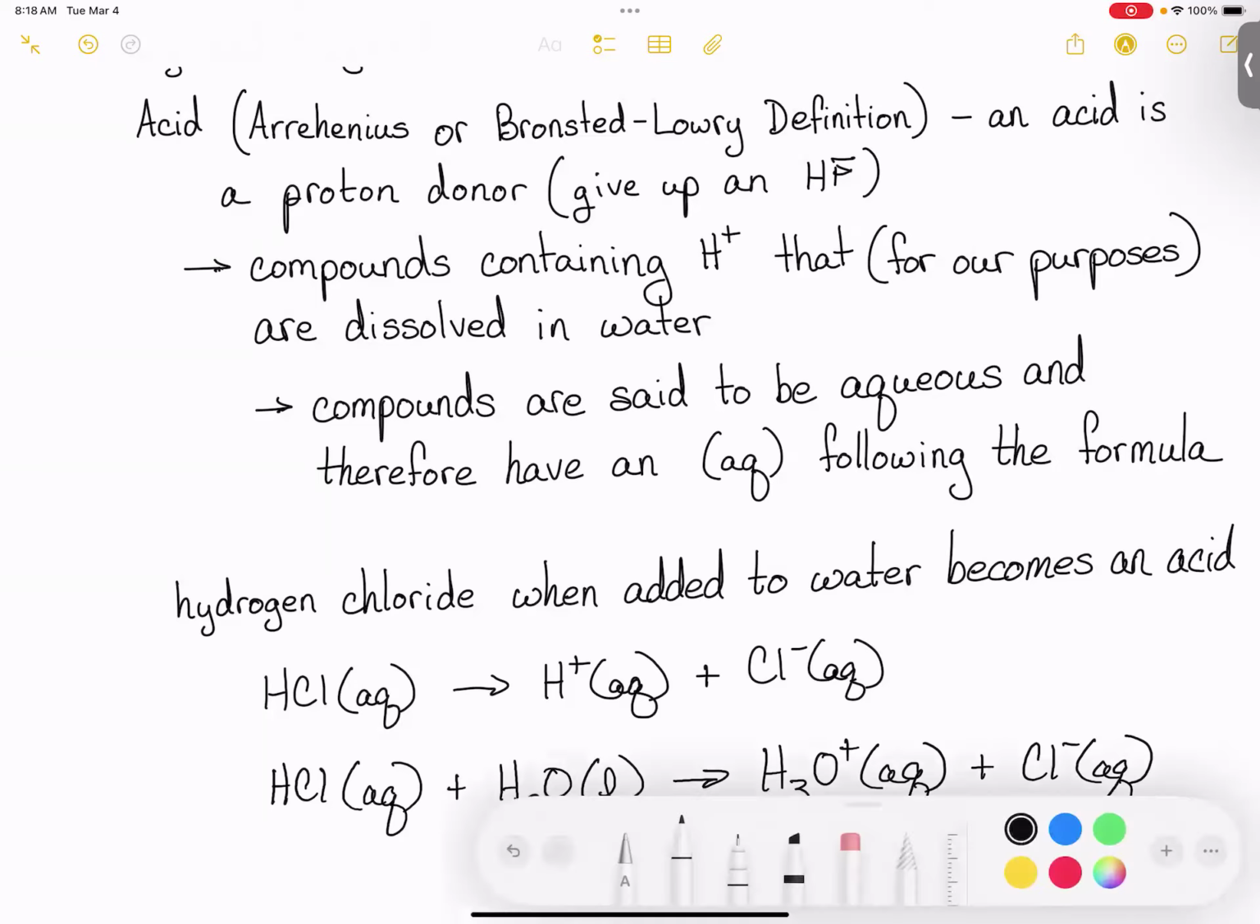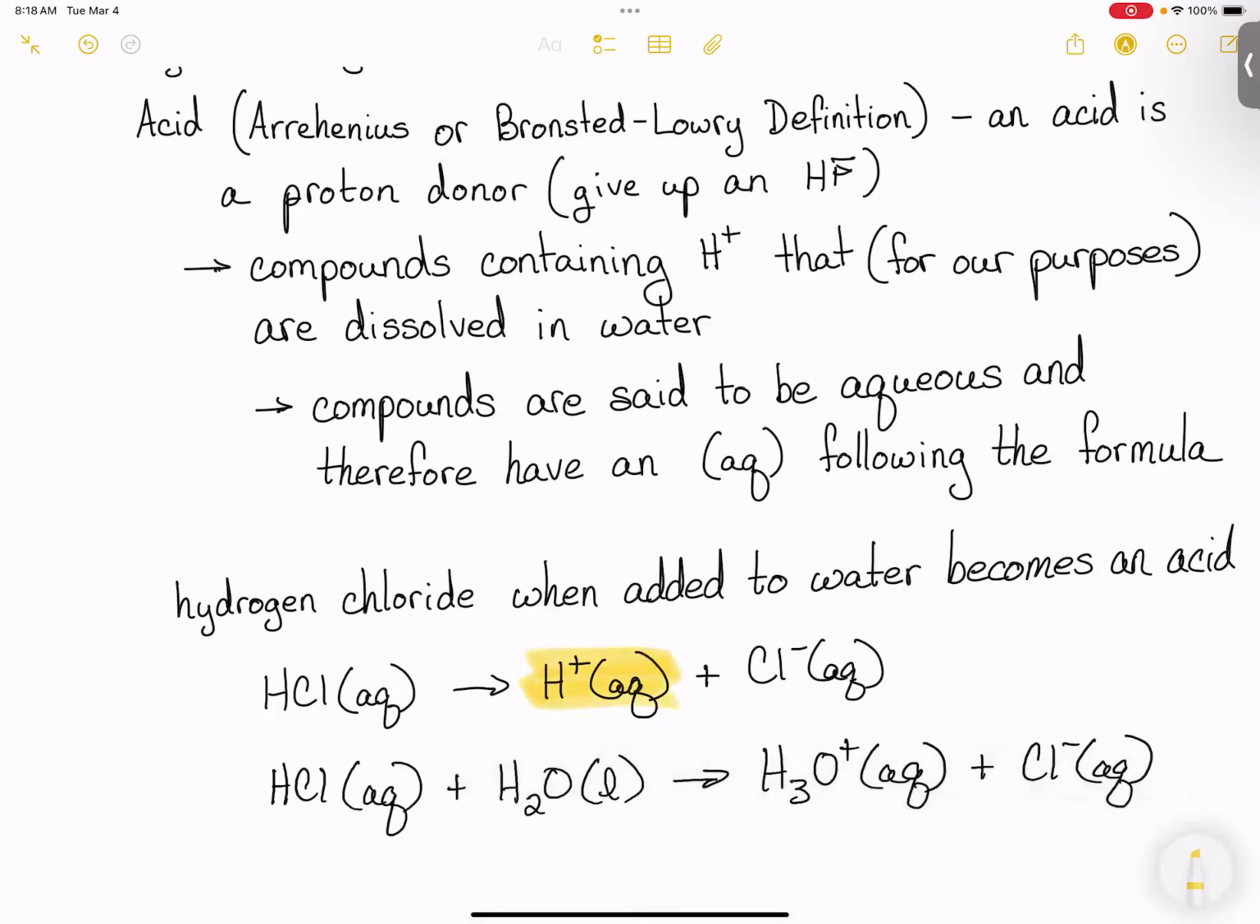Now, H plus and hydronium tend to be used interchangeably. Technically, the second reaction equation is more accurate because the acid is dissolved in water, and so we're illustrating that the acid is dissolved in water. So the second reaction is technically more accurate. However, I did want to illustrate both versions because you'll see both versions.